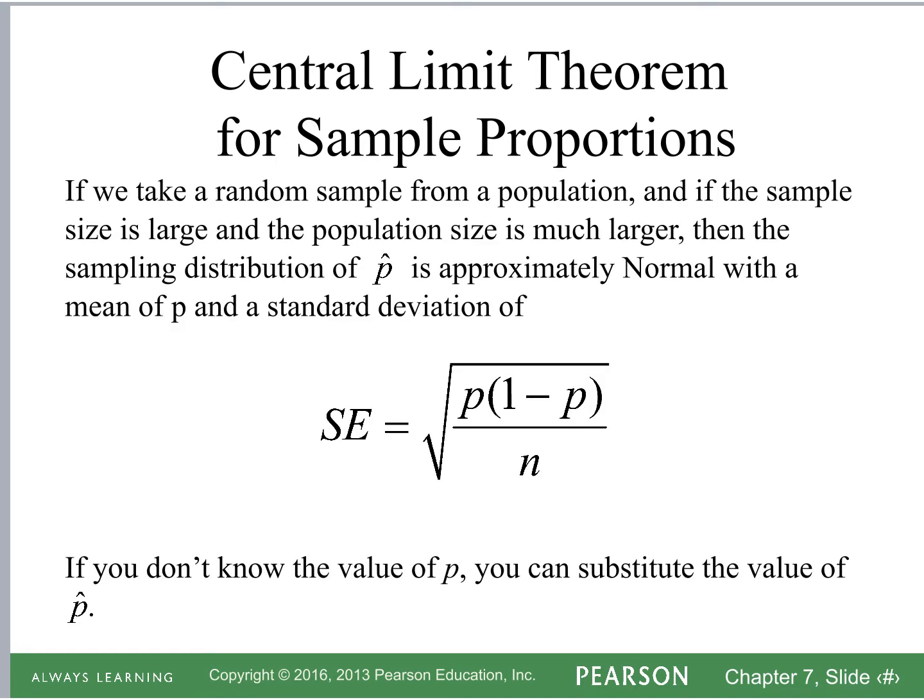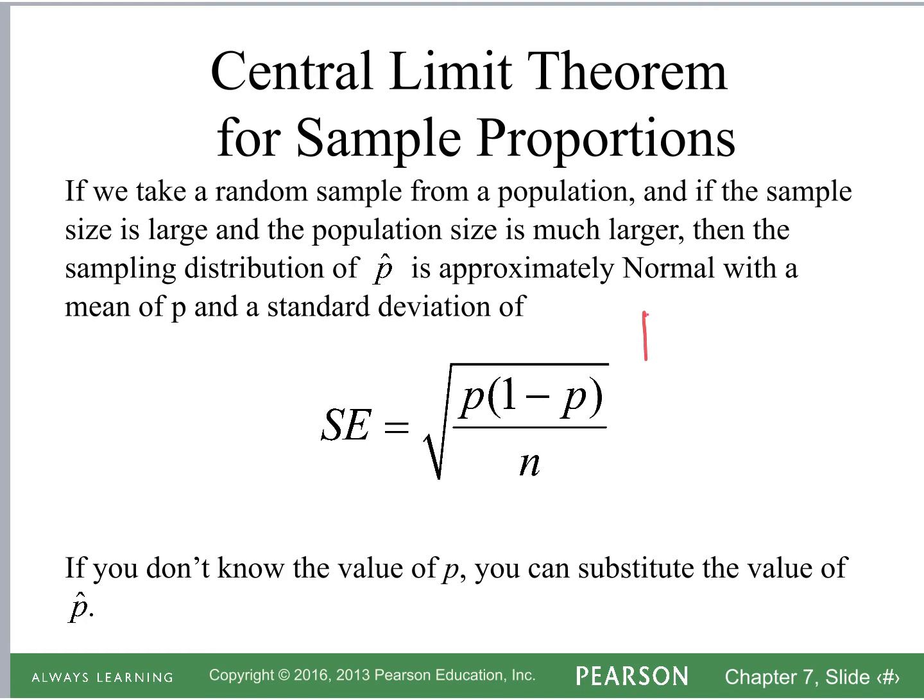If we take a random sample from a population and find that the sample size is large and the population size is large enough, then the sampling distribution of p hat is approximately normal with a mean of p and a standard deviation of the standard error.